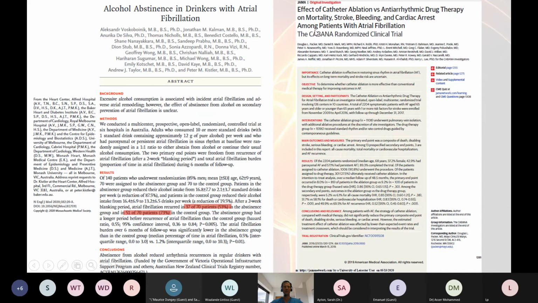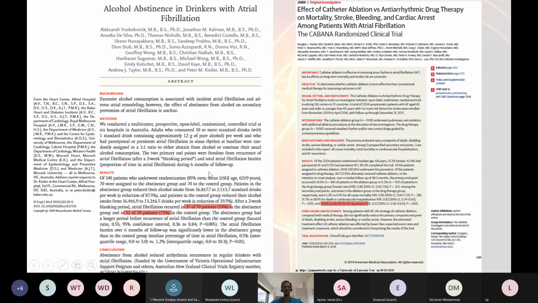This is a trial called CABANA. This was a really important trial because it was a big multi-center study, 2,000 patients, looking to see if AF ablation improved prognosis. Because if it did, then suddenly we would need to do AF ablation on everyone with atrial fibrillation, symptoms or not. But here, it reduced the rate of recurrence from 70% down to 50%. So exactly the same numbers as this trial of alcohol cessation.